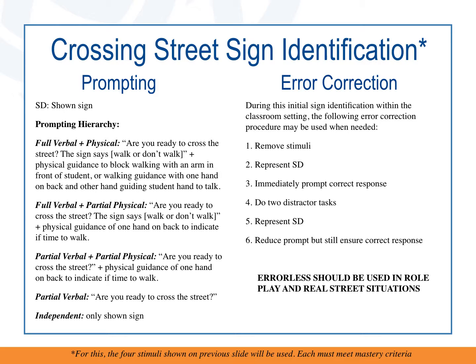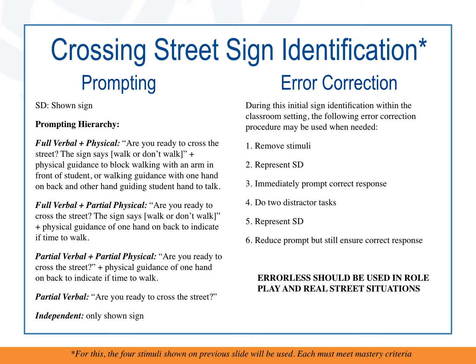So learning to cross the street, they need to learn to identify those signs, as well as walking and looking in different directions. So here's the general prompting hierarchy, and then error correction only to be done within the classroom setting. The prompting, the SD, is obviously going to be the sign. Initially, it's going to be a full verbal plus full physical. So: are you ready to cross the street? The sign says, and then you say walk or don't walk, whichever is appropriate.